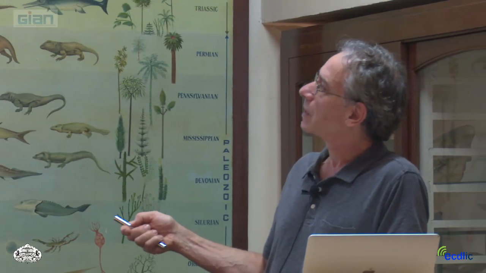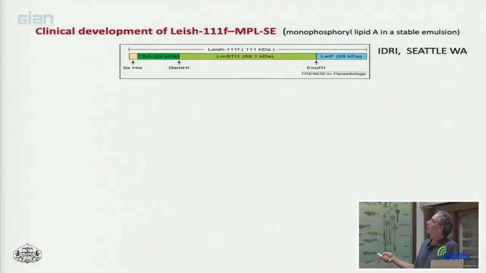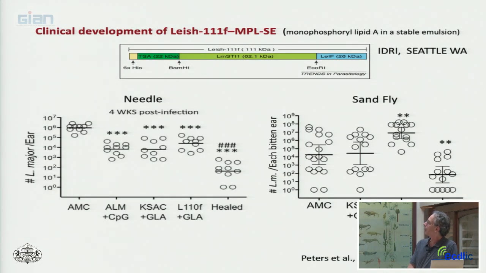So here's another vaccine that's in clinical development. It's a recombinant subunit vaccine, a trifusion protein. These are 3 different Leishmania antigens, TSA, LmSTI1, and LEIF. It's being made by the group out in Seattle, Steve Reed's group. And they're making it both as a therapeutic vaccine and as a prophylactic vaccine. And this is the adjuvant they use, monophosphoryl lipid A in a stable emulsion. It's a pretty good adjuvant being used in the malaria vaccine trials.